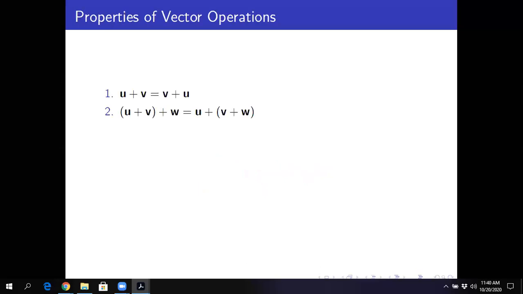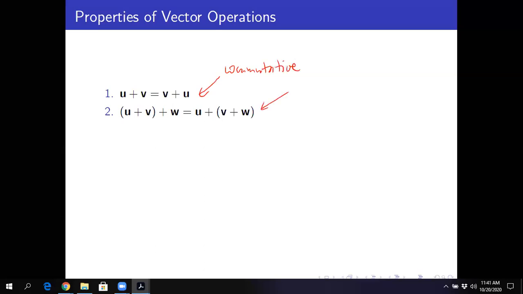Here are some properties of vector operations. Is it obvious to you that if I add u to v, then that's the same thing as adding v to u? After all, I'm just going to be adding their x and y coordinates, and I can flip those things around. By the way, this property right here is called the commutative property.